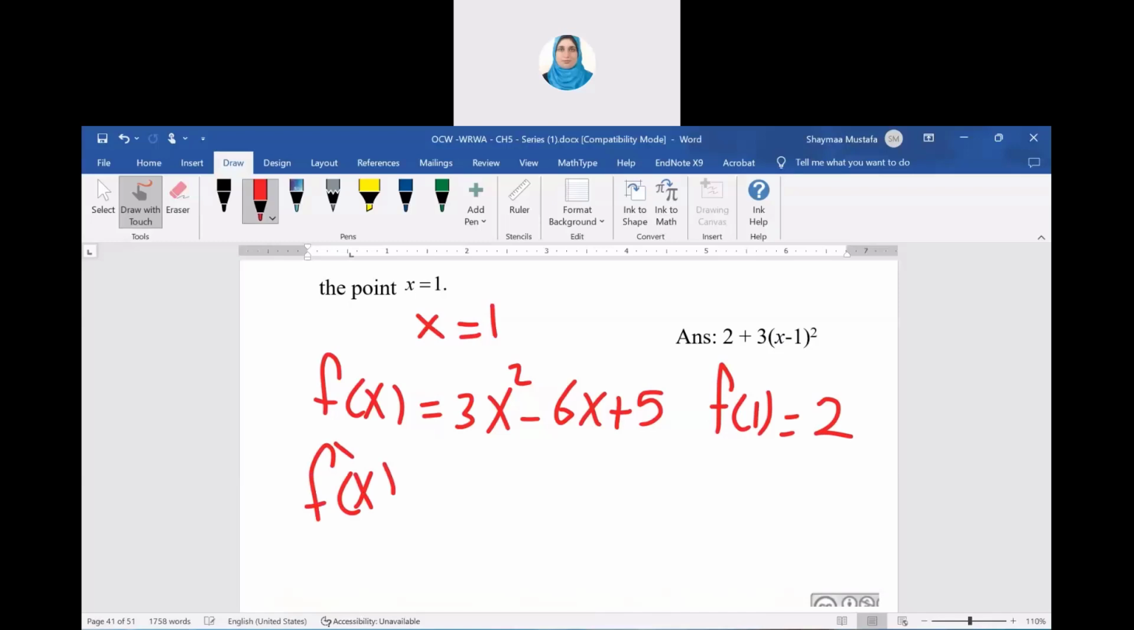Now calculate the first derivative. Same steps as the Maclaurin series. The only difference is that instead of 0, we calculate at x equal to 1. So the first derivative will be 6x minus 6, which means that the first derivative at 1, substituting x equal to 1, is 0, because 6 minus 6 is 0.